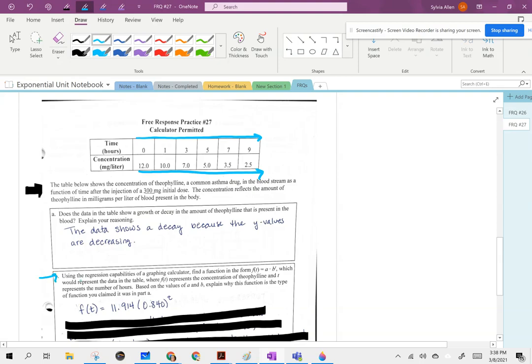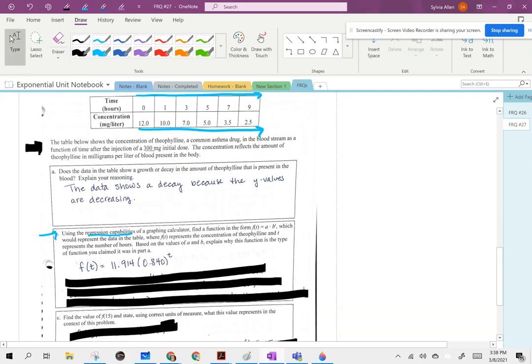On B, when it says use the regression capabilities to find a function in this form, this is what you are going to be using. Again, F of T represents the concentration of Theo, and T represents the number of hours. Based on the values of A and B, explain why this function is the type of function that we claimed it was in part A. So if you could answer that question.